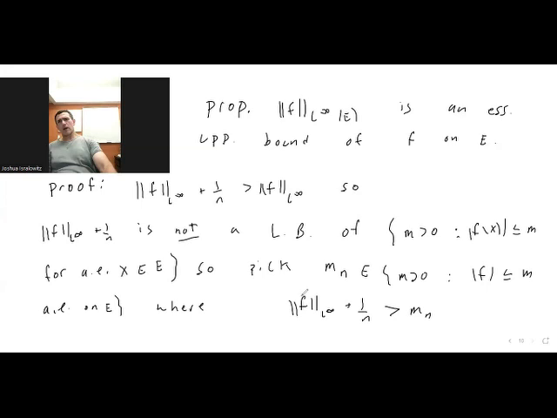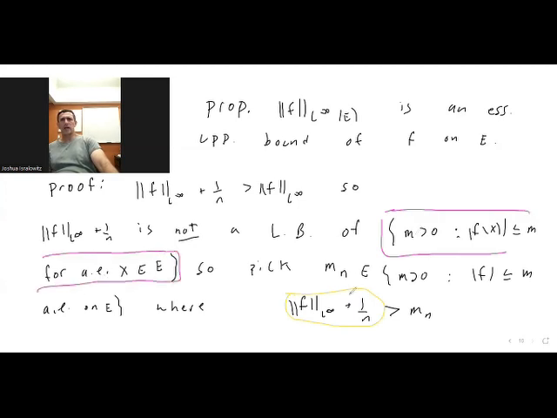Sorry, if such an Mn did not exist, then what I had in yellow would be a lower bound of what I have in pink, this set here. What I have in yellow would be a lower bound of what I have in pink if we could not pick Mn where this is true. Right. So what does that mean?